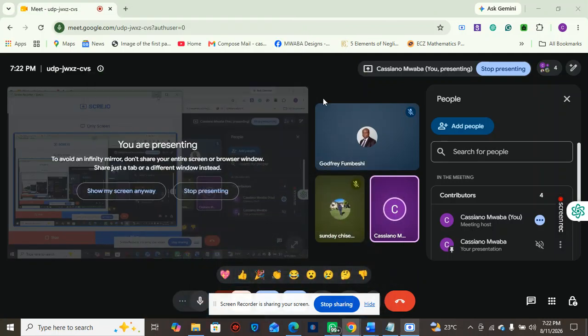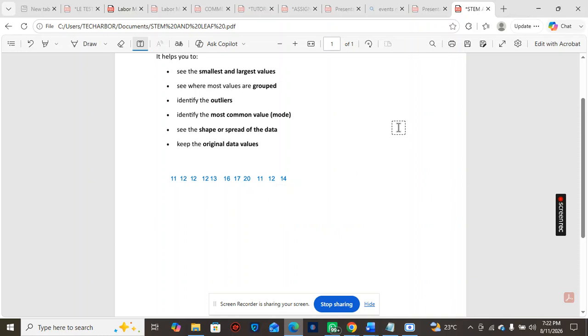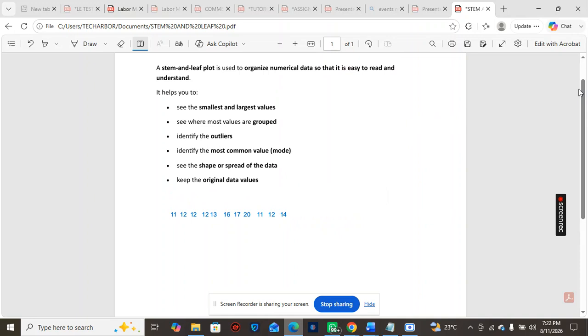Okay, so back to what we're doing, stem and leaf plot. As I said, this helps us organize our data values. The other purposes of the stem and leaf: it helps us see the smallest and largest values. It also helps us see where most of our values are grouped. It helps us identify outliers. Outliers are the data values that are far from the other data values.